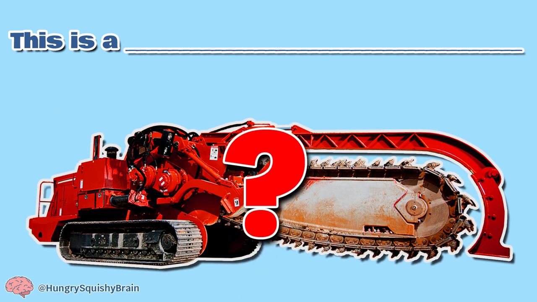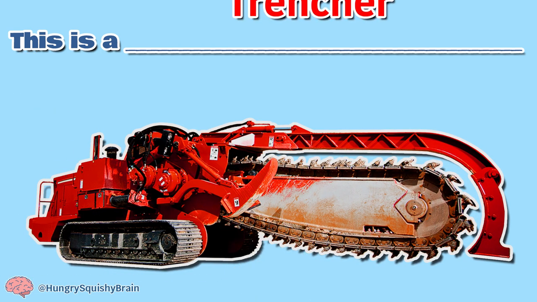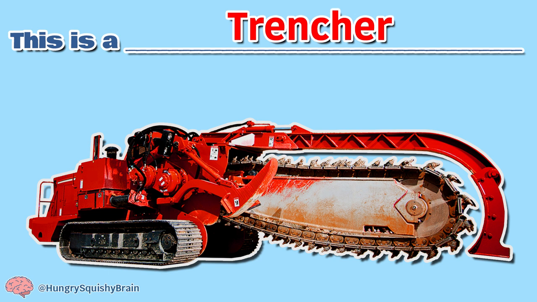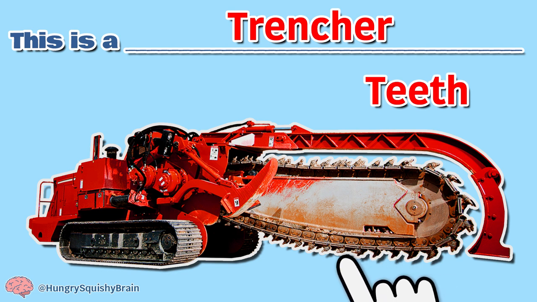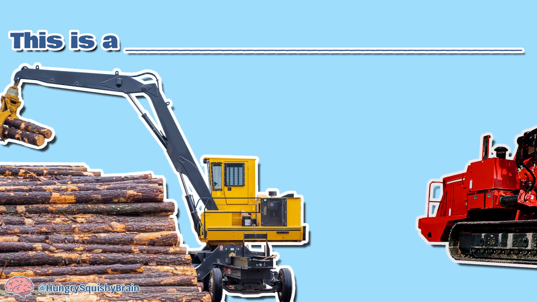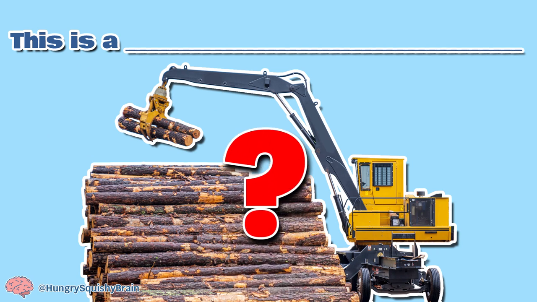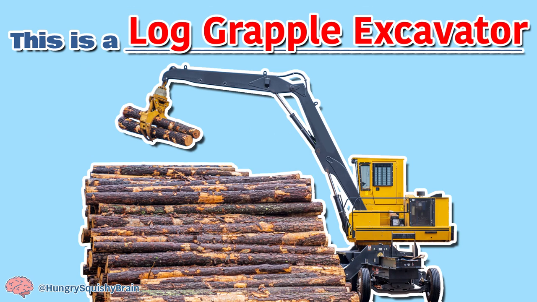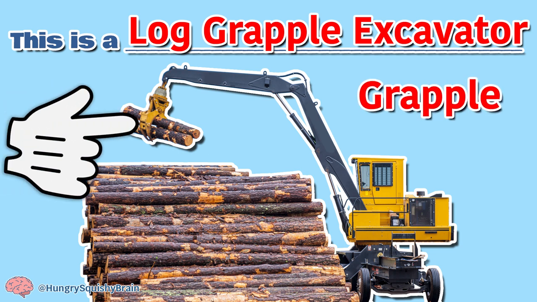What is this? This is a trencher, and it digs out long narrow trenches out of the bare ground. Look at all of these teeth here. It's like a giant chainsaw for the ground. What is this? This is a log grapple excavator, which means that this is an excavator that grabs logs and lifts them up to move them around, and it uses these claws here, called a grapple.